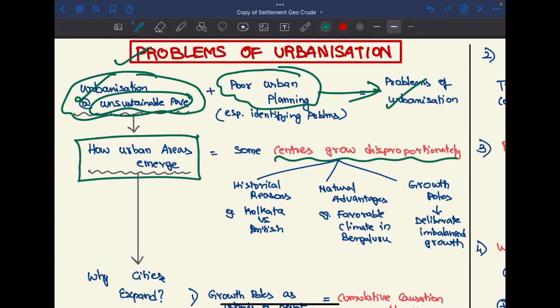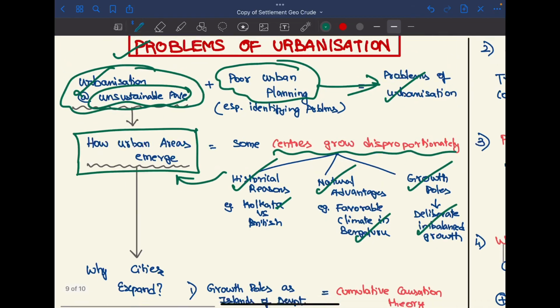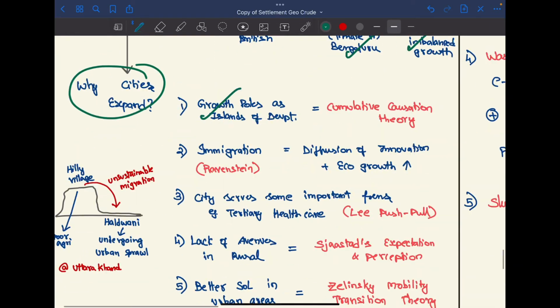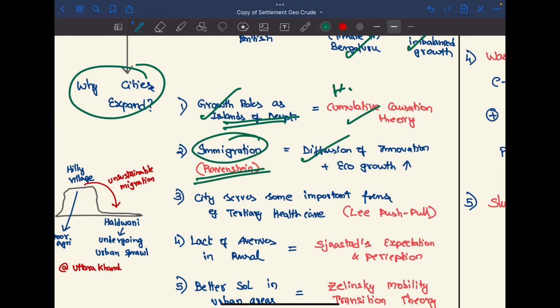Some centers grow disproportionately because of historical reasons like Kolkata, natural advantages like the favorable climate in Bangalore, and growth poles, which are deliberate imbalanced growth. So this is how urban areas emerge, and these cities keep on expanding because growth poles act as islands of development, for example, Hyderabad. This can be expressed using Gunnar Myrdal's cumulative causation theory. Also, immigration, which can be explained by Ravenstein's laws. For example, this will lead to a diffusion of innovation and economic growth.